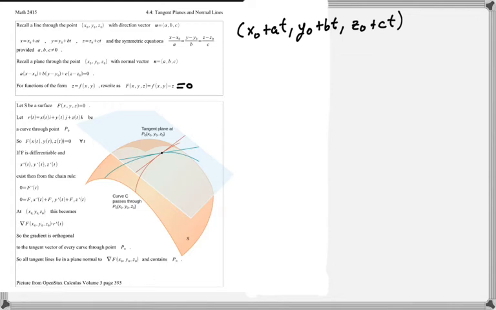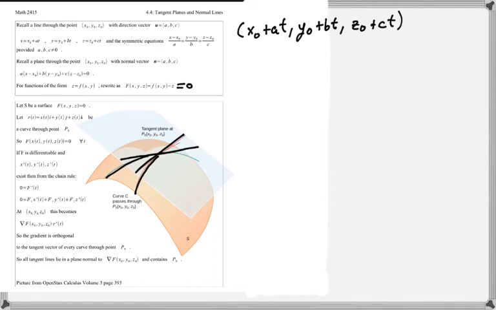And so if I take two vectors and their dot product is 0, that means they're orthogonal. So the gradient is orthogonal to the tangent vector of every curve through the point p naught. So again, r prime of t is going to be a tangent vector to a curve on the surface. So all tangent lines lie in a plane normal to the gradient of f evaluated at x naught, y naught, z naught, and contains the point p. And so you have your tangent line here contained in the plane and the tangent line here contained in the plane to those two curves on the surface.